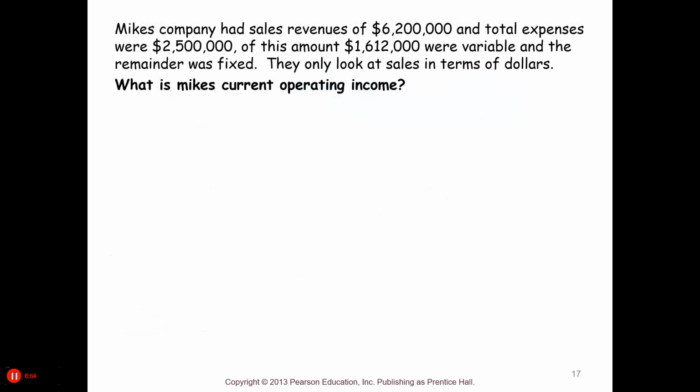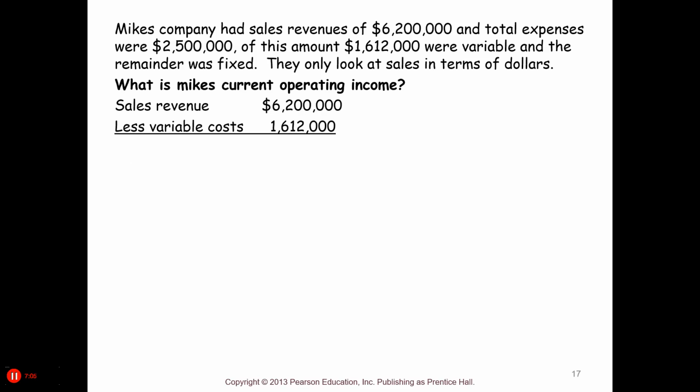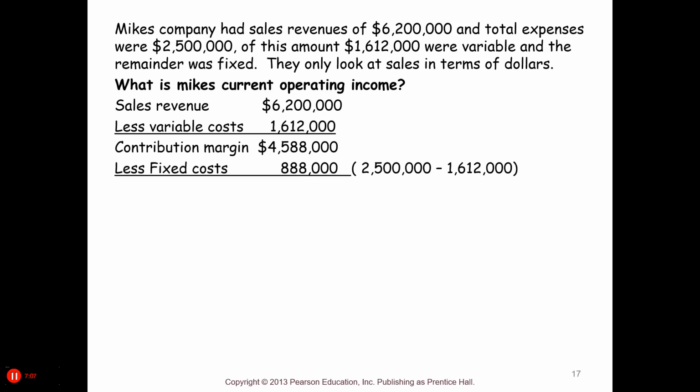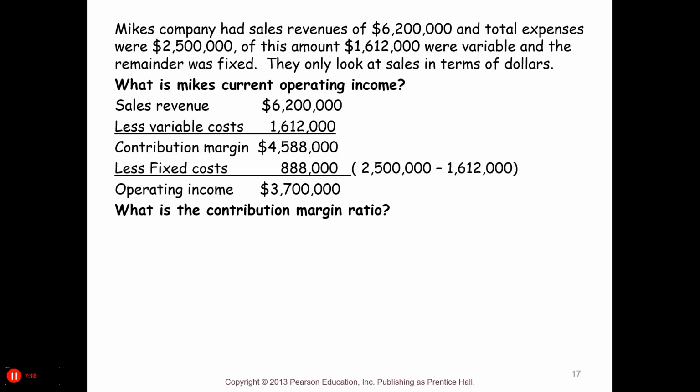Now, Mike had sales of 6.2 million and total expenses were 2.5, and of that amount, 1,612,000 were variable. So, operating income, there's your contribution margin, less our fixed costs, which gives us operating income of 3.7 million. What is our contribution margin ratio? In this case, it is 74%, because we took our contribution margin and divided it by sales.